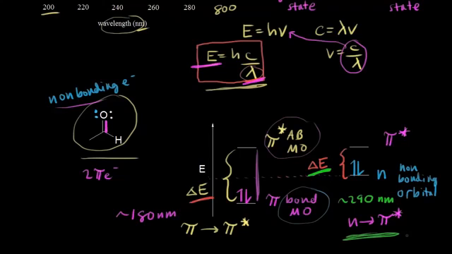This is an important concept. As you decrease the energy difference between your orbitals, you're going to increase the wavelength of light that's absorbed. And we'll talk much more about that in the next few videos, because that's where the idea of color comes in.